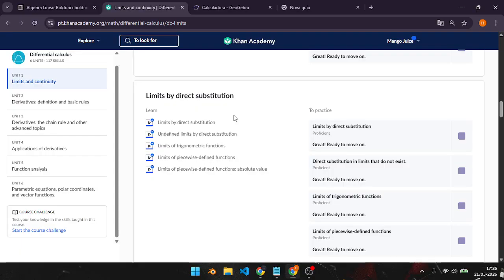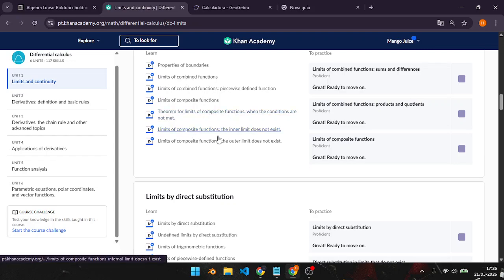So basically, it's just to say that it's not because a limit gave you a 0 by 0 that it is undefined. Not always, at least. Limits of a composite function. I don't know if it's here. Yeah, it's here.